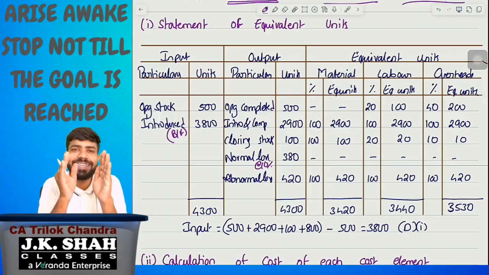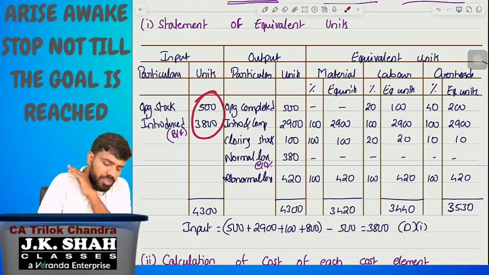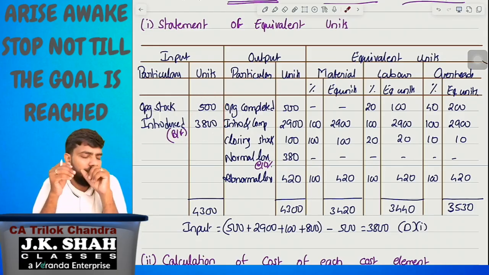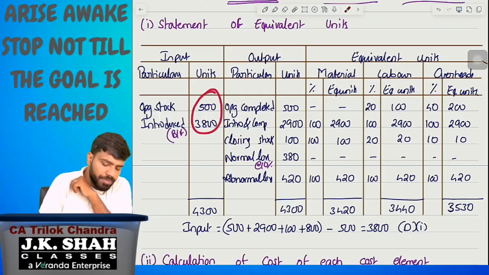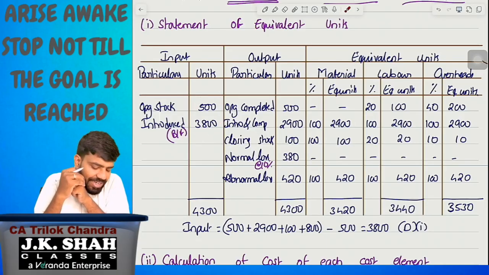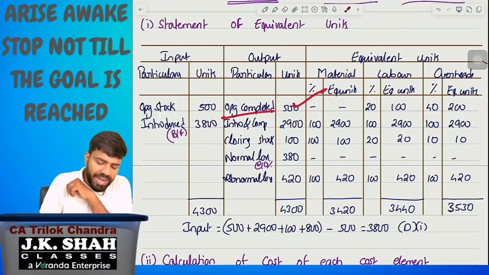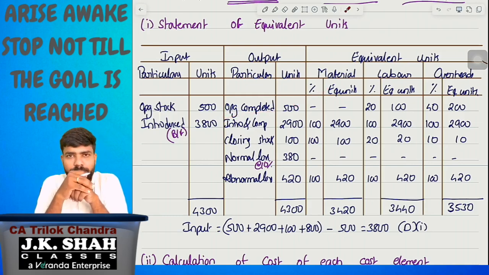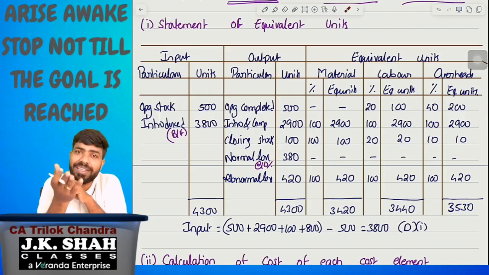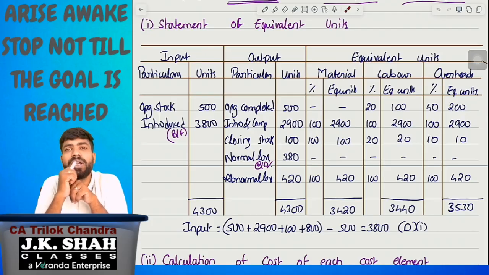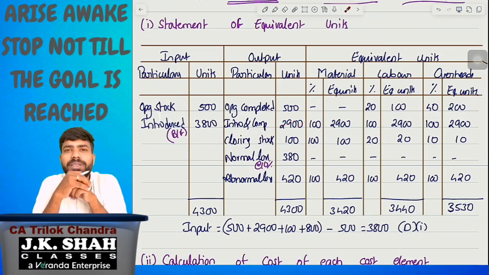When it comes to output, please understand they are following the FIFO method, first in, first out. Out of these two, which came first, 500 or 3,800? 500 came first. So we need to complete 500 first. So opening completed 500. Totally completed is 3,400, as is there in the question. Out of 3,400, opening completed is 500. Balance 2,900 is introduced and completed.